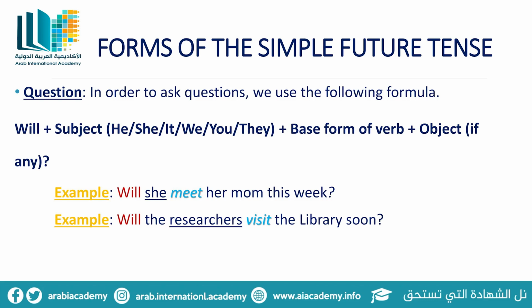For the second example, will the researchers visit the library soon? We started the question with will, followed by the subject, which is researchers, and researchers refer to the pronoun they, since they are many, more than one researcher. Then we added the verb visit, the base form of the verb, and then the rest of the sentence. Both questions are in the future form.